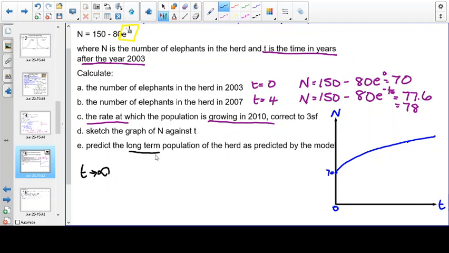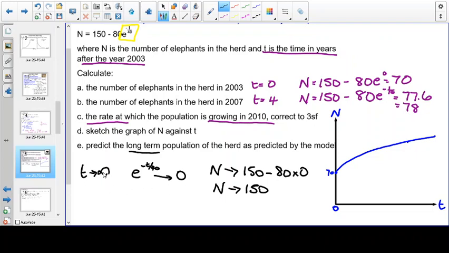Well, that bit there, as t gets bigger, this bit is tending towards 0. If this is tending towards 0, then n is going to tend towards 150 minus 80 lots of 0, which means n is tending towards 150. So as t gets bigger and bigger, n is tending towards 150. So actually in terms of the graph, there is going to be an asymptote here at 150.